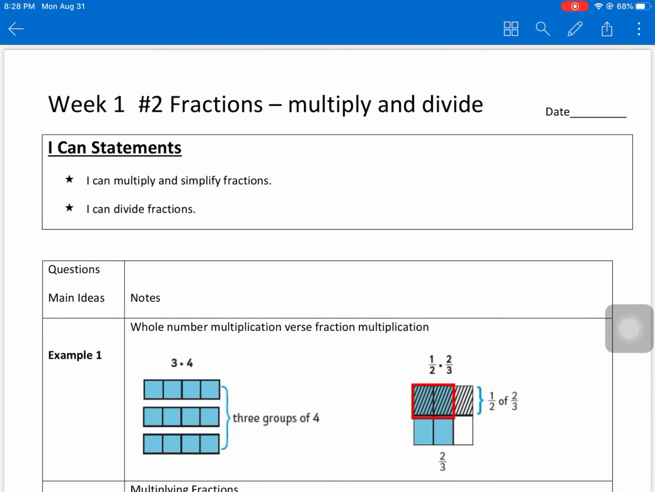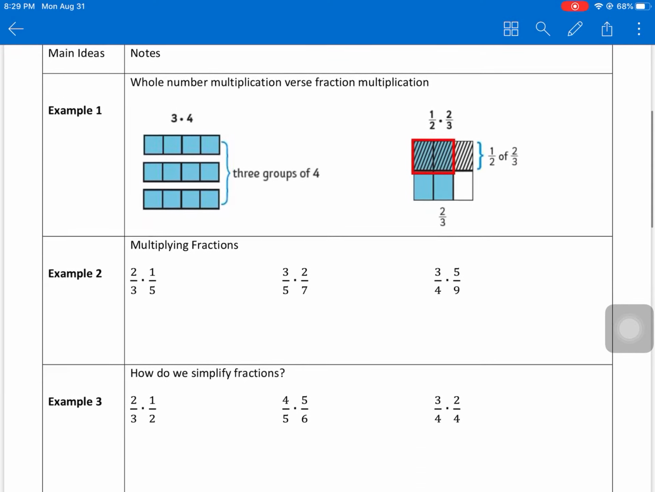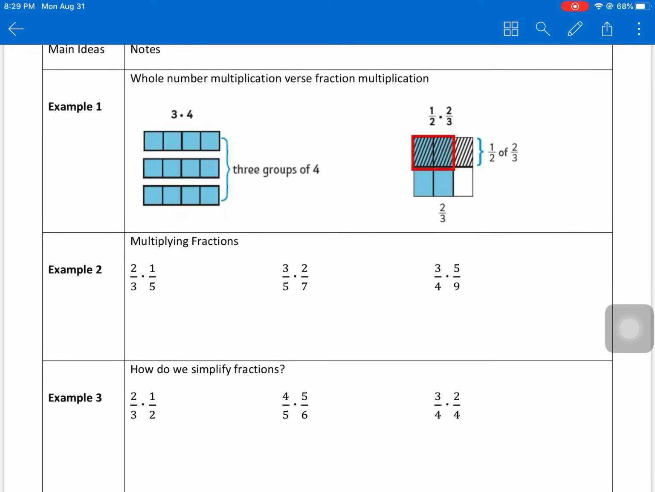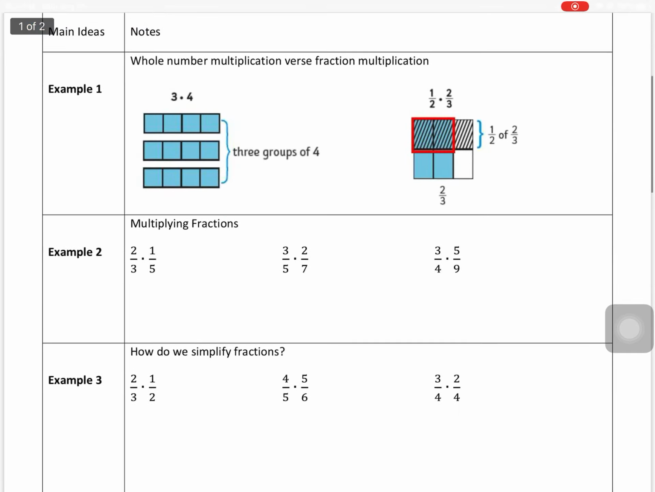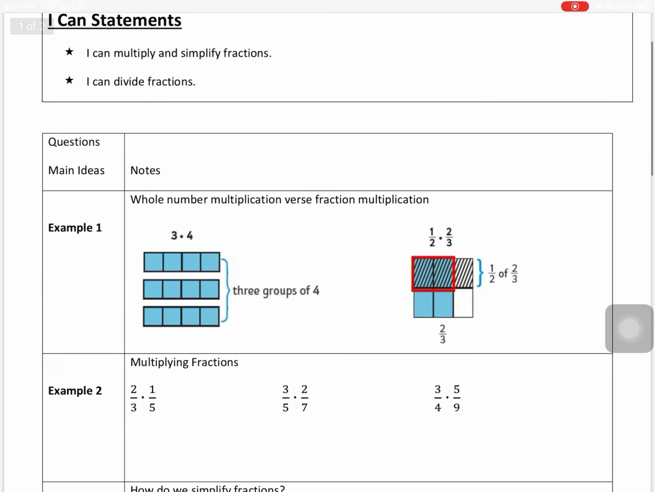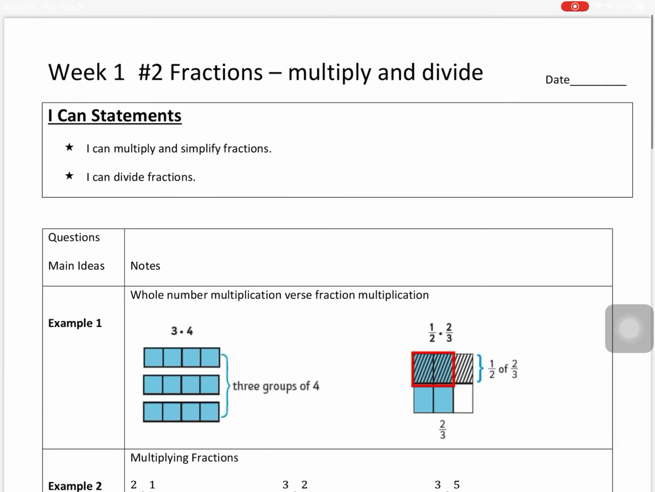In this lesson, we're going to be working on multiplying and dividing fractions. The first thing that we're going to do is to review whole number multiplication and see how it compares with fraction multiplication. So when we're multiplying whole numbers, we have three groups of 4. So that would be 3 times 4 would be 12. And you can see that the number got bigger when we do that.